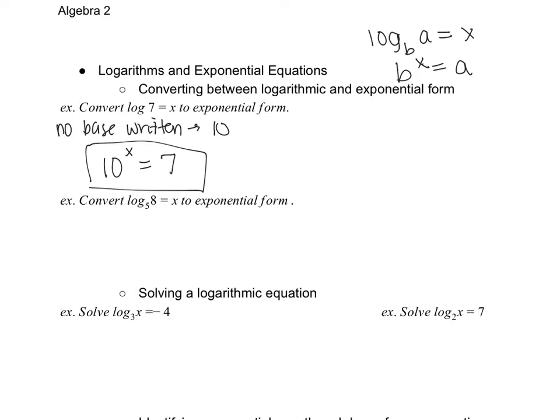So we're going to do something similar in our next one. We have log base 5 of 8 equals x. So this time I know my base number, my exponential form, is going to be 5. My exponent is going to be x, and then we're going to be equal to 8.